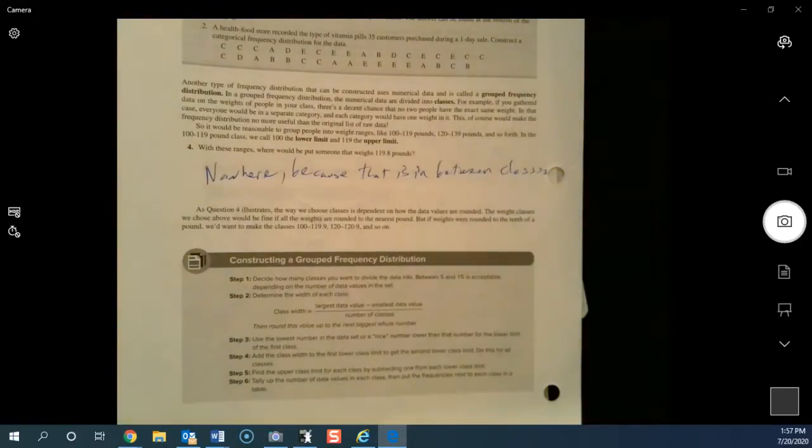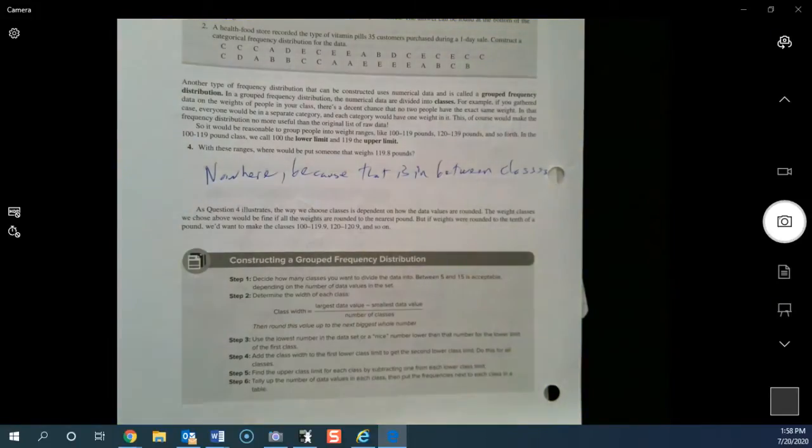As question 4 illustrates, the way we choose classes is dependent on how the data values are rounded. The weight classes we chose above would be fine if all the weights are rounded to the nearest pound. But if weights were rounded to the tenth of a pound, we want to make the classes 100 to 119.9, 120 to 139.9, and so on.